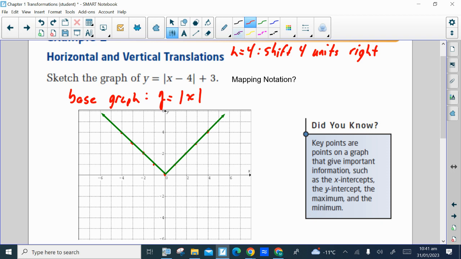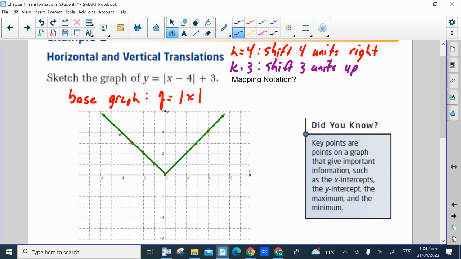As well, though, we have a k value. K is outside the brackets. In this case, when we say brackets, it's the same as the absolute value symbol. K is outside the absolute value symbol. Our k value is +3, so this graph will also shift 3 units up. All points will go 4 to the right and 3 up.